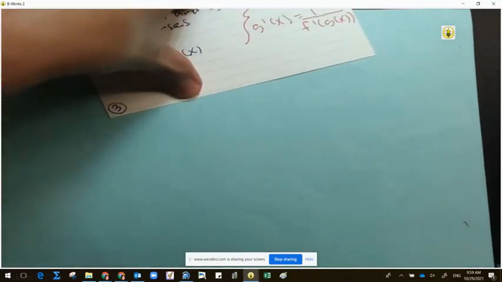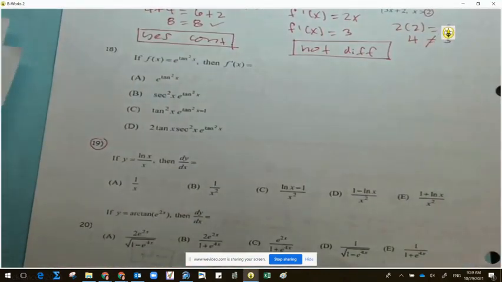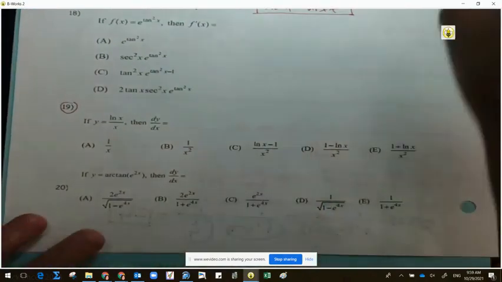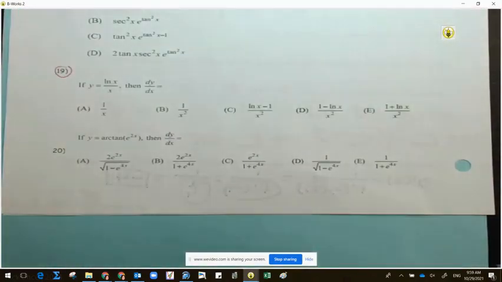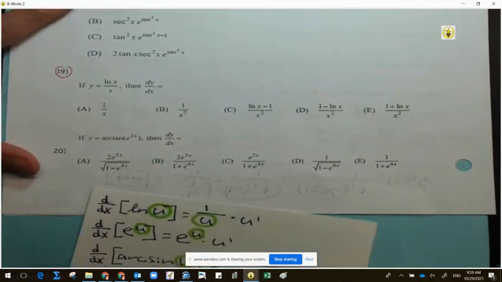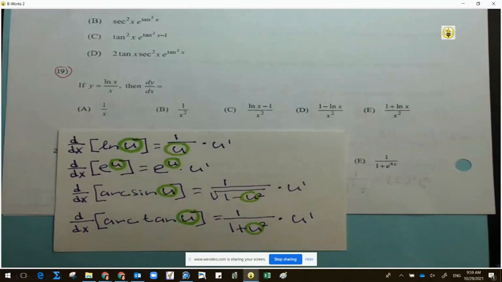All right, so I'm going to go ahead and resume to number 19. Okay, on number 19, Xavier, let's go ahead and read that out loud, please. If y equals natural log of x over x, then dy over dx. So it's saying find the derivative. So it looks like we're using quotient rule.